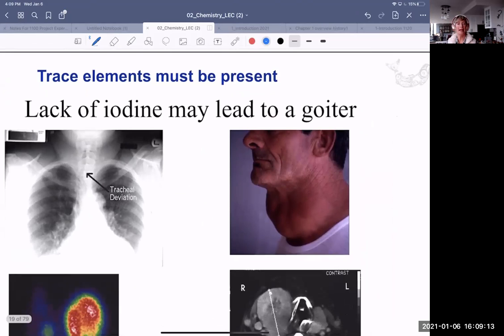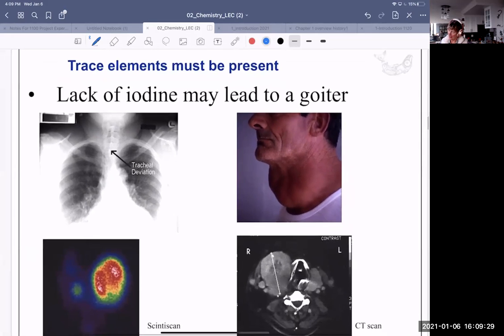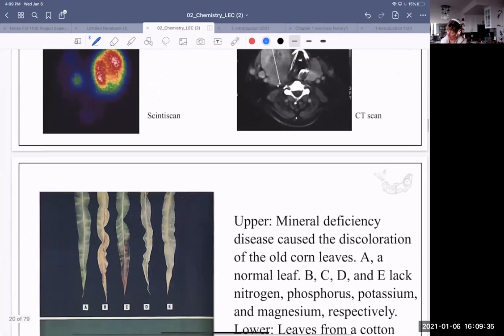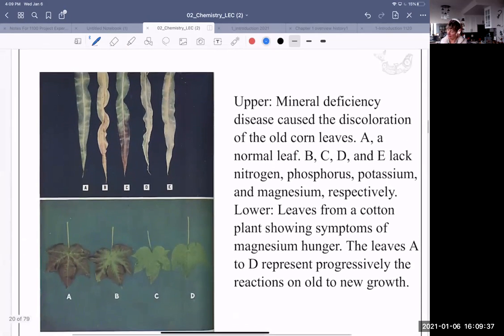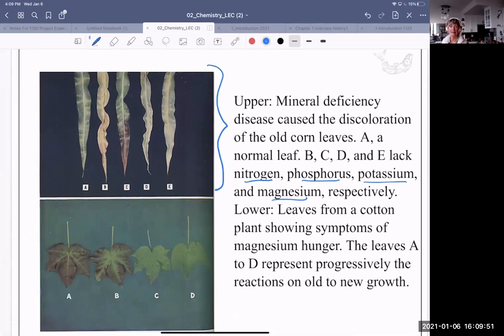Trace elements are those elements that are in much lesser quantities. That's why they're called trace elements, minute quantities. Like iron and iodine. So trace elements such as iodine need to be present, of course. Even in plants, trace elements are very important for plant function. So if there's a lack of nitrogen or phosphorus or potassium or magnesium, then you get these kinds of plant issues.